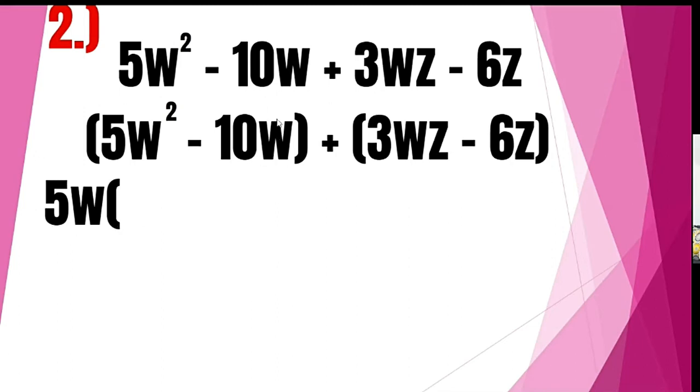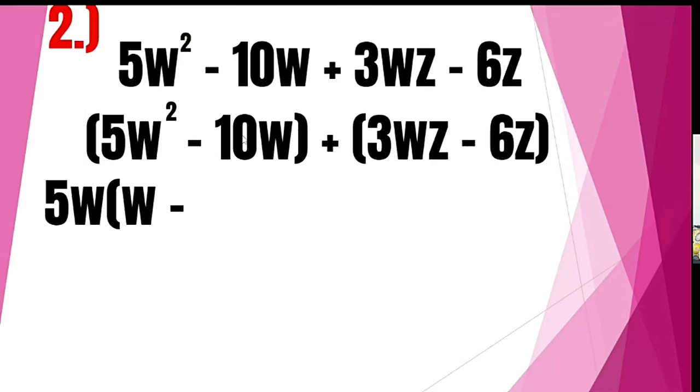After that, divide na natin doon. Para mas madali yung divide, sabi ko nga sa inyo, cancel yung same number. So, wala na yung 5. And then sa variable, pag magkaiba ng exponent, copy the variable, subtract the exponent. So, 2 minus 1, that is 1. That's why we have W here.